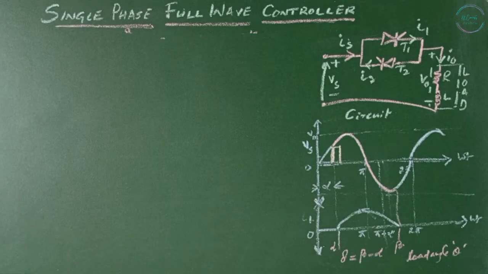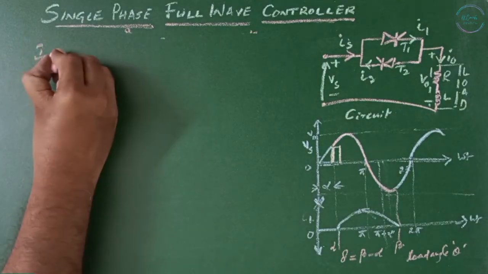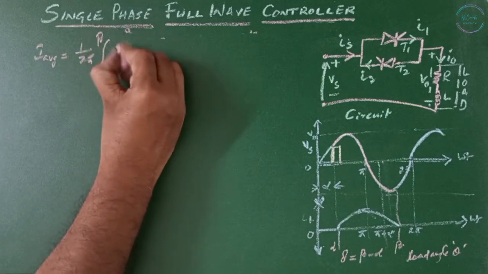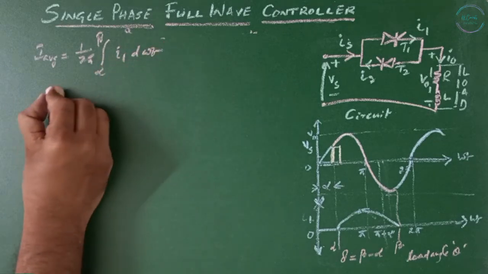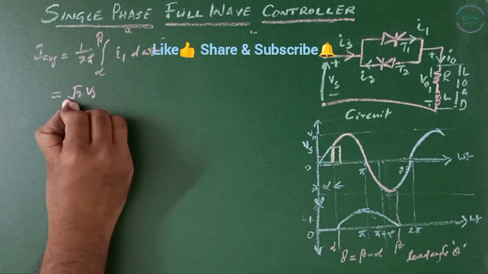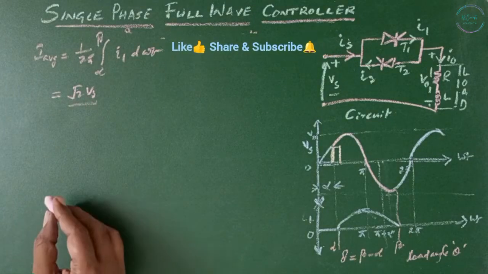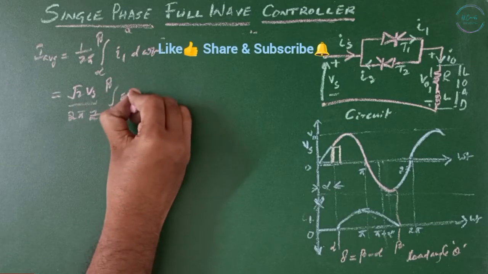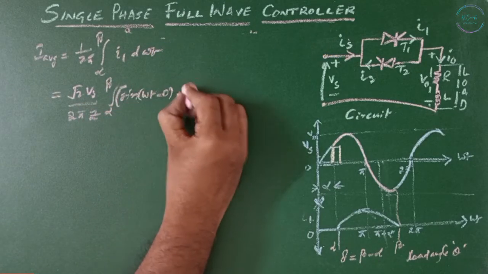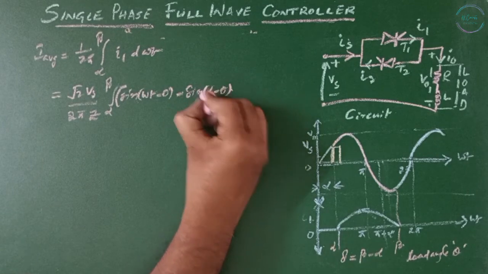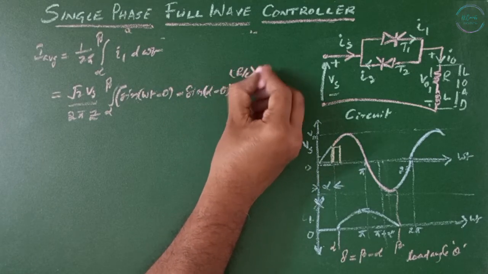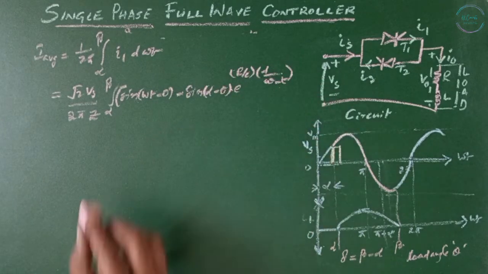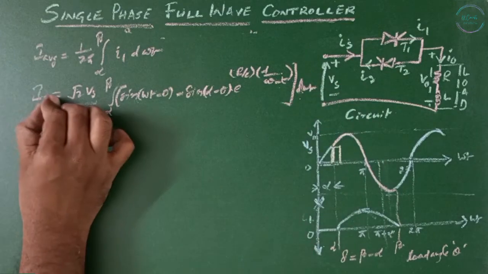The average value of thyristor current I average is given by 1 by 2 pi integral alpha to beta I1 d omega t. That equals root 2 Vs divided by 2 pi Z, if you substitute the value of I1 from equation number 2, integral alpha to beta of [sine(omega t minus theta) minus sine(alpha minus theta) e to the power of R by L (alpha by omega minus t)] d omega t.